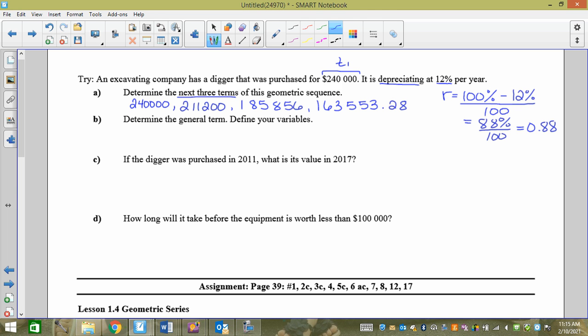I want us to determine the general term. The general term of geometric sequences is the best, because you don't have to distribute and collect like terms or anything. So we're going to have Tn equals T1, which is 240,000, R is 0.88, and n stays n. Tn would be the last amount since n is years.